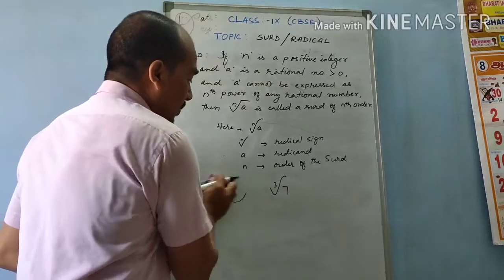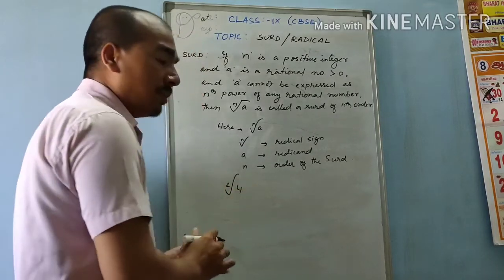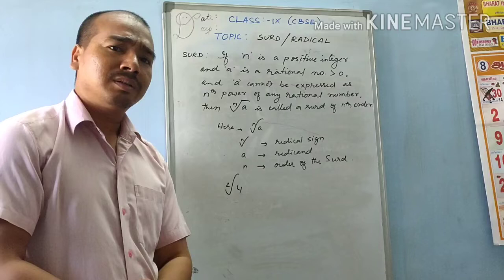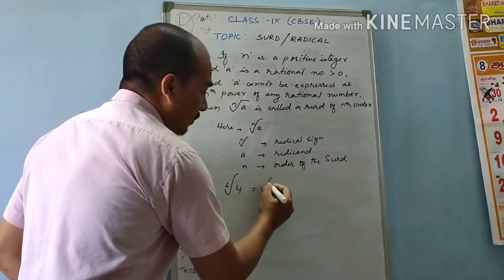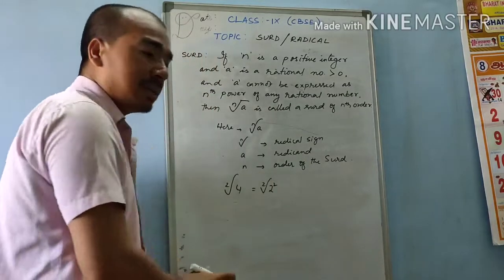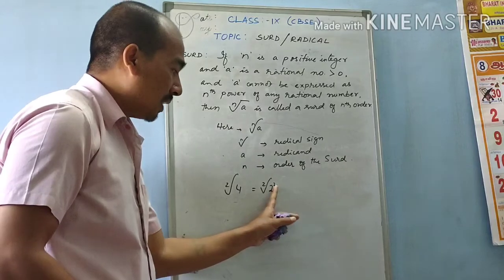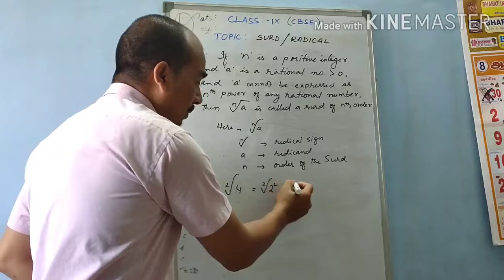Okay. So now I will ask you one question. Square root of 4. Is square root of 4 a surd or not? Let us see. 4 can be written as 2 square. This square and this order are both the same, no? So that time it cannot be a surd.